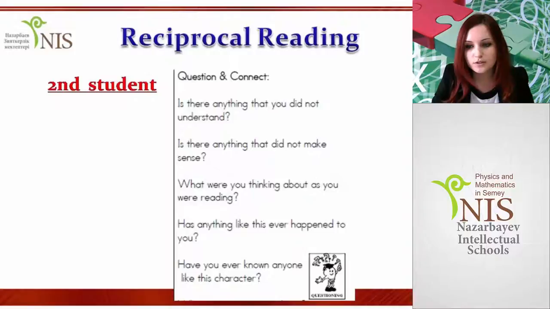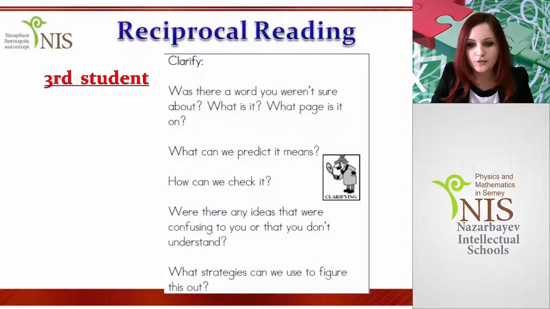The second student, you have to ask questions and make connections. Is there anything that you did not understand? Is there anything that did not make sense? What were you thinking about as you were reading? Has anything like this ever happened to you? And have you ever known anyone like this character? So your mission is to ask questions and make connections. The role of the third student is to clarify.